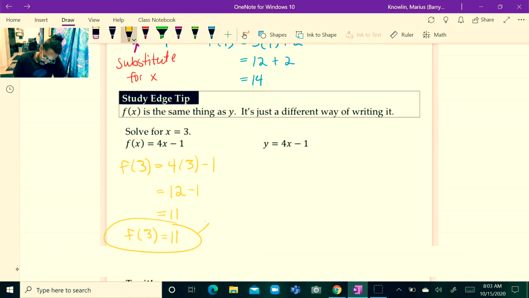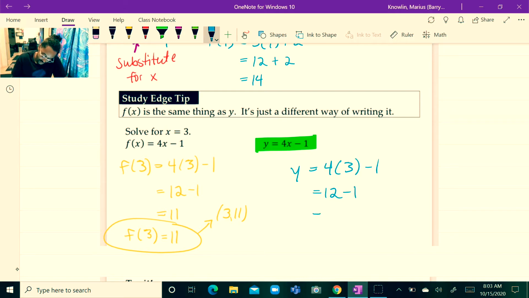And we could also write this as an ordered pair. We could write it as (3, 11). Okay. Now, if we're doing this one, we just simply replace x with 3. So y equals 4 times 3 minus 1. 4 times 3 is 12. 12 minus 1 is 11. So y equals 11 when x equals 3, and we would still write our point the same way, (3, 11), or our ordered pair.